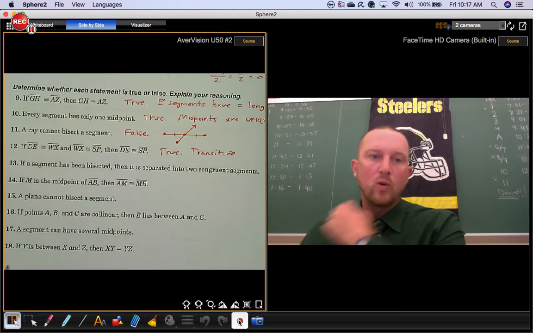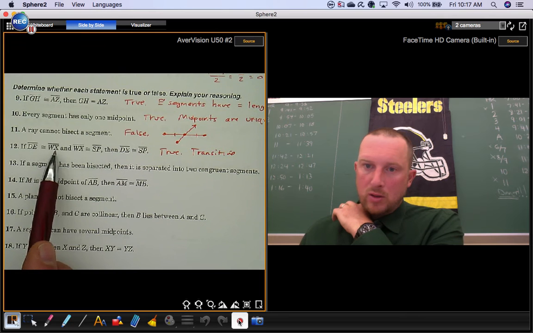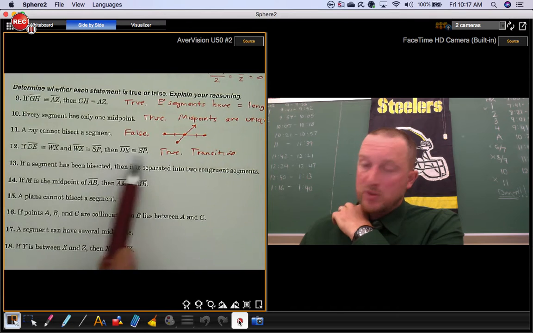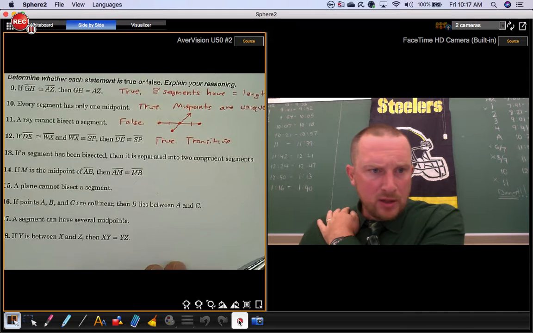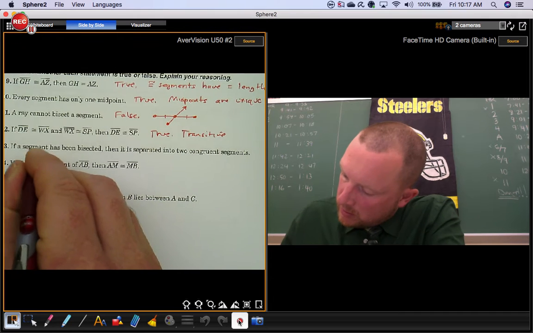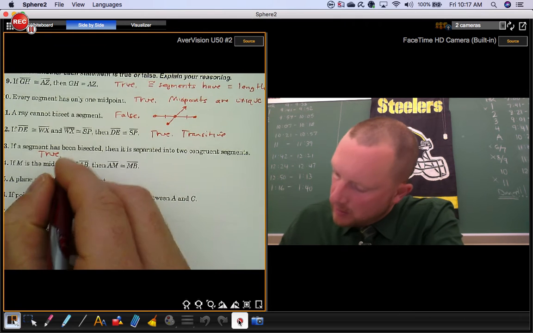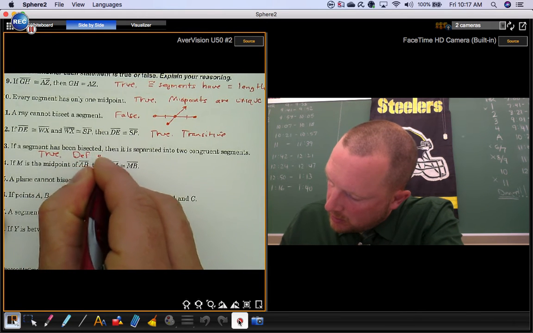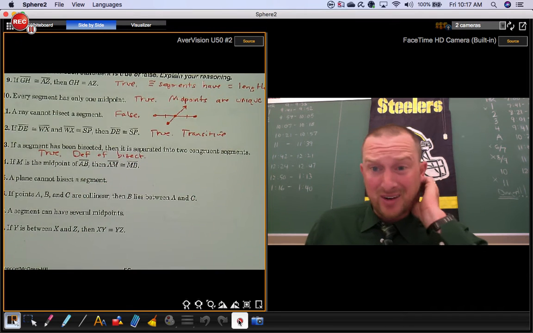You have 3 different quantities. If 2 of them are congruent to another segment, then those 2 segments are congruent to each other. Number 13, if a segment has been bisected, then it is separated into two congruent segments. True. That's the definition of bisect. So that's really all you have to write there.